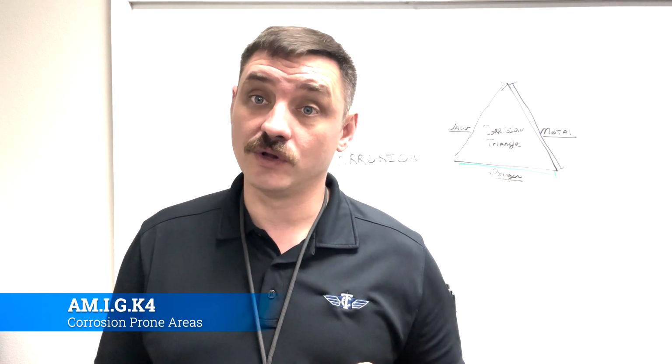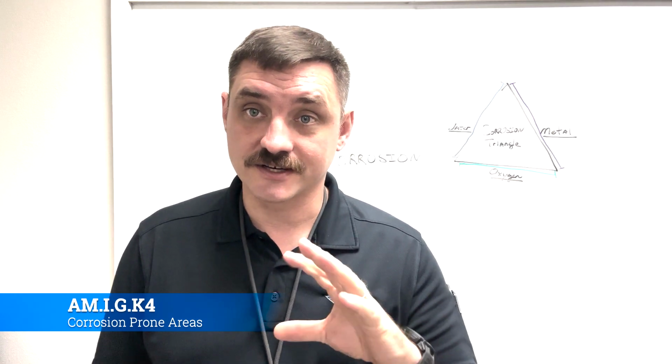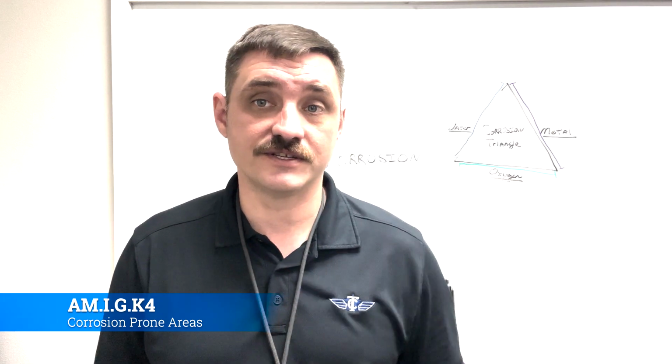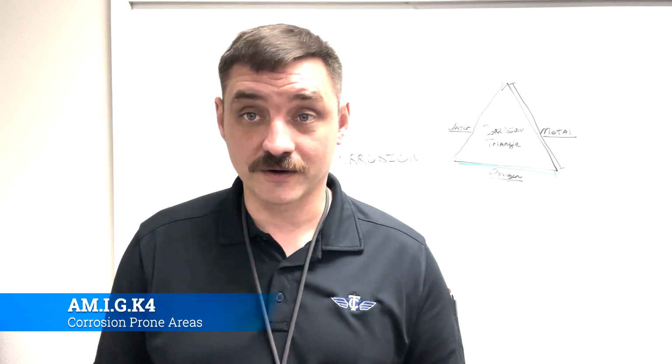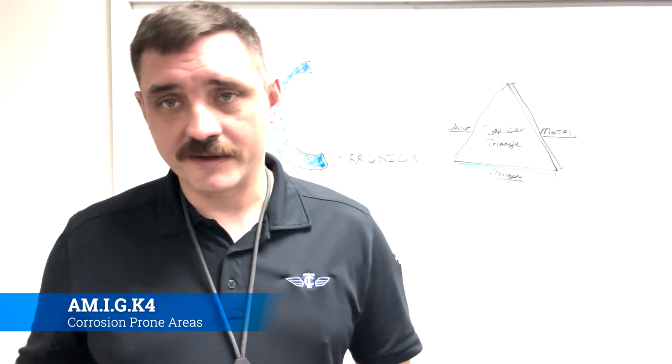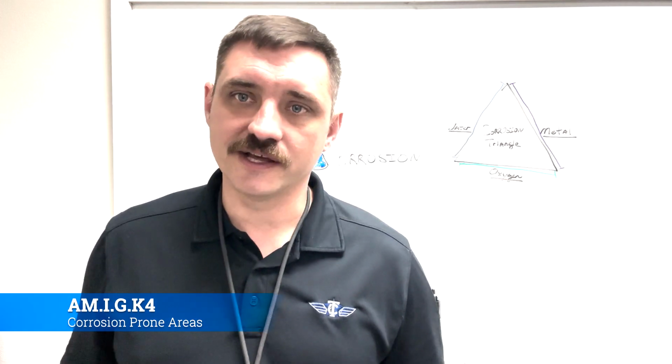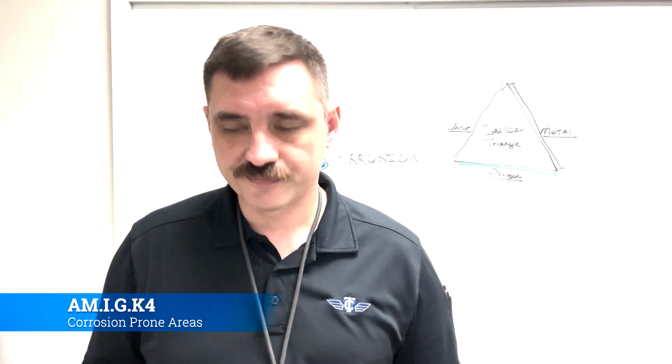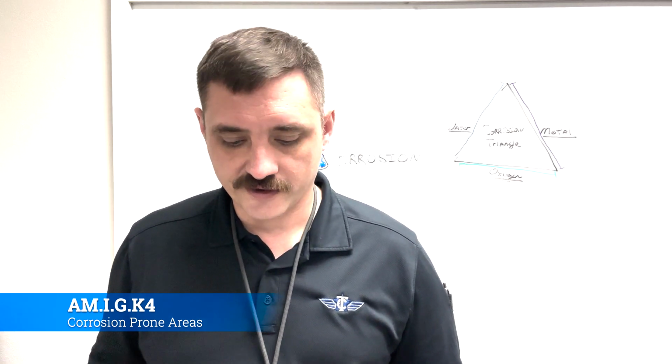Then it's going to get really, really hot, and then cool off. That expansion and contraction causes cracks, which will eventually lead to absorbing more of that corrosive element, and leading to more corrosion. So it only makes sense that our exhaust is number one on the list, because that is the most corrosion-prone area on the aircraft.